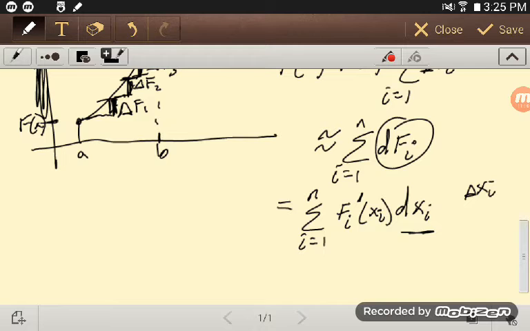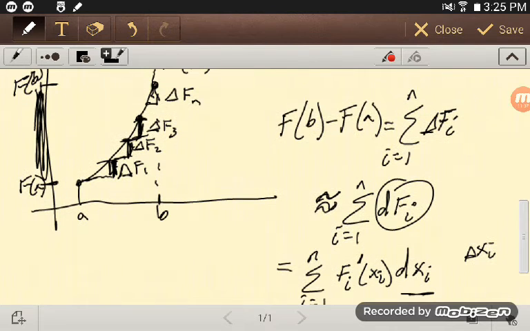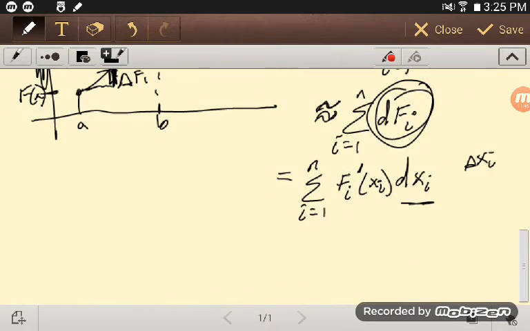But now, this is an approximation. However, if we take the limit of this thing and let n go to infinity, or the other way to look at it is let the maximum dxi go to 0, then we'll actually get that value there. In the limit, this and this are going to become equal.